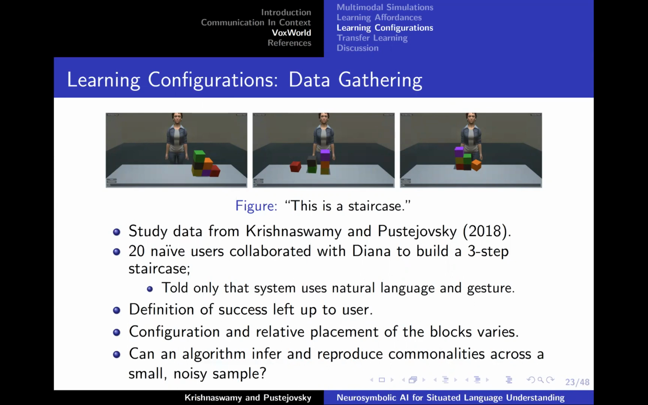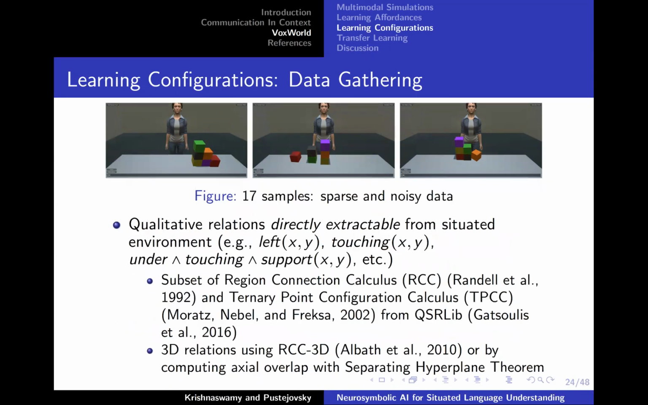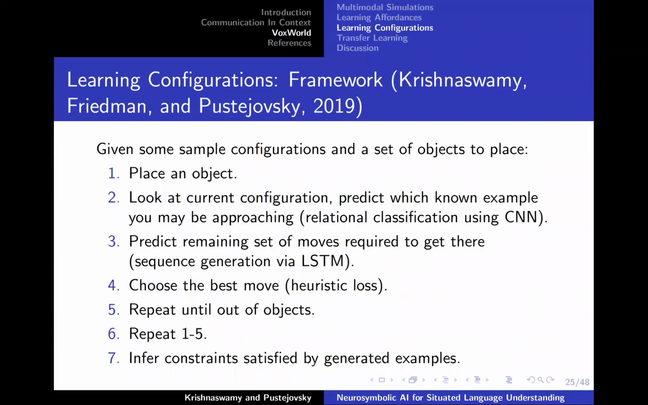And so we tried to see if we could create an algorithm to infer and reproduce commonalities across this small and noisy sample. We extracted qualitative relations directly from the situated environment, such as left, touching, etc. These are subsets of the region connection calculus and various other calculi from the QSR library. Where necessary, we used 3D variants or computed axial overlap with the separating hyperplane theorem for 3D objects. A learning configuration was outlined in this paper from last year's AAAI. It looks something like this.